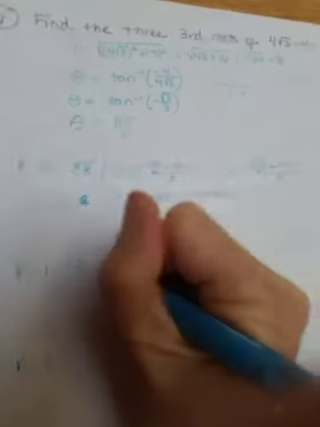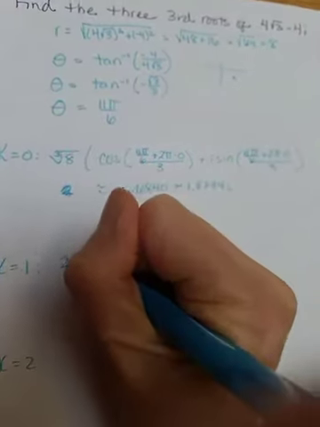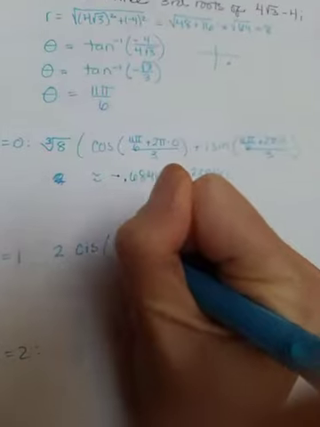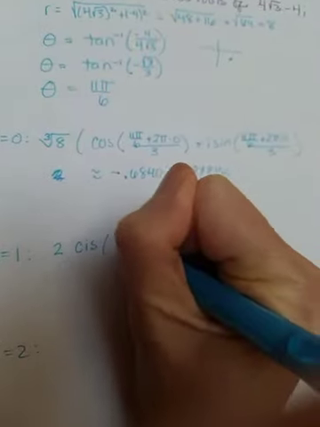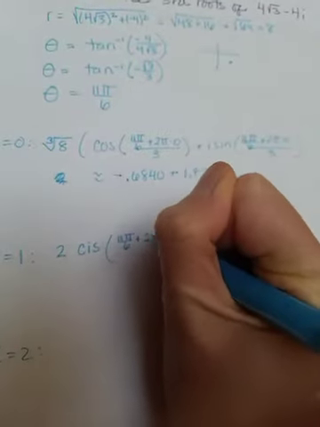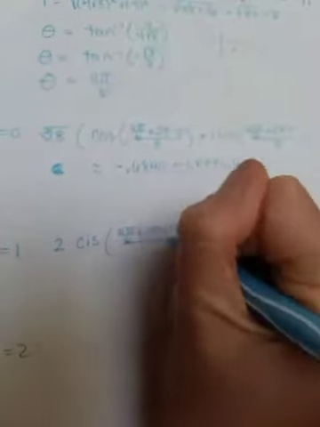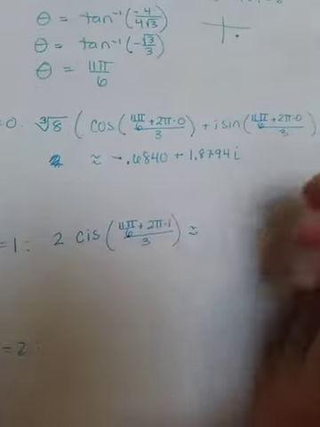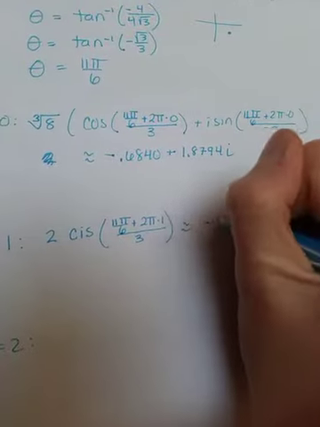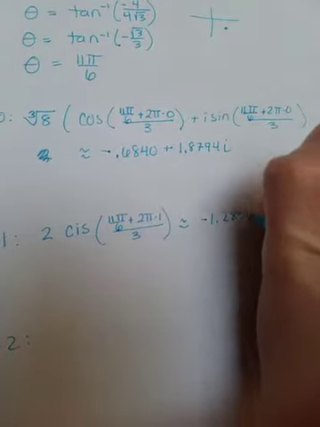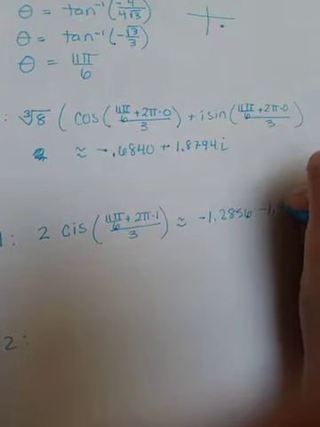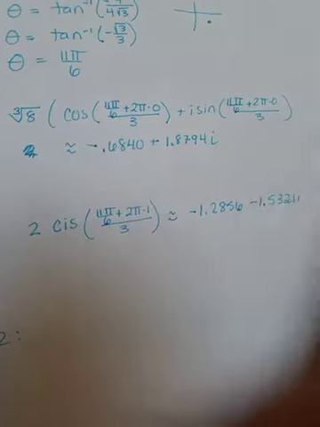Second one, again, I know that this is now 2, and just for sake of helping us here with writing, I'm going to write cis, really just me, because are you writing this down? 11 pi over 6 plus 2 pi times 1, because k is 1, divided by 3. Again, this is going to be a situation where you need to use your calculator. So you'll get negative 1.2856 minus 1.5321i. So that's your second root.